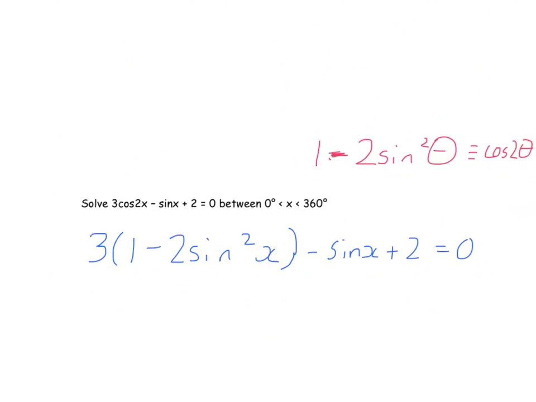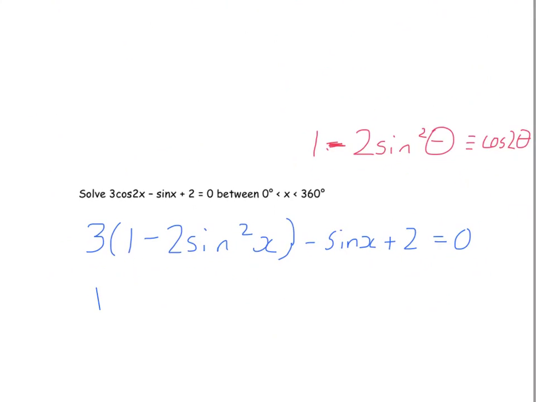And if we expand the bracket, we get 3 minus 6 sine squared x minus sine x plus 2 equals 0. Now it's not very helpful having a minus sine squared x, so I'm going to move everything to the other side of the equation. So we're going to have 0 equals 6 sine squared x plus sine x, and the 3 had 2 before and was 5, so it's going to be minus 5.